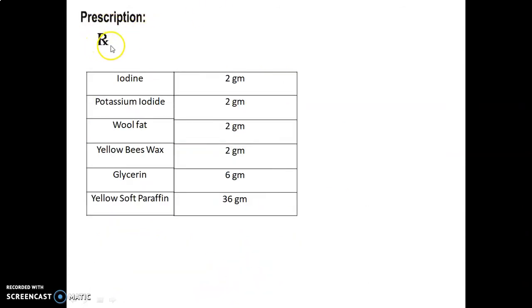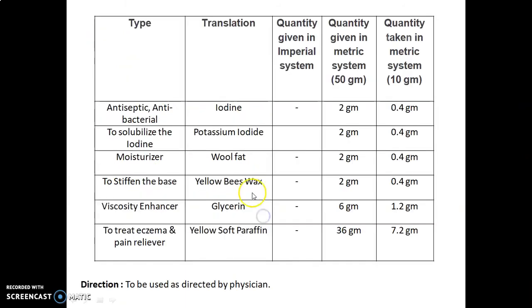Prescription is denoted by the symbol Rx: iodine 2 gram, potassium iodide 2 gram, wool fat 2 gram, yellow beeswax 2 gram, glycerin 6 gram, yellow soft paraffin 36 gram. This is the formula table. Type means the category, use or the role of the ingredient. Translation means the name of the ingredient.